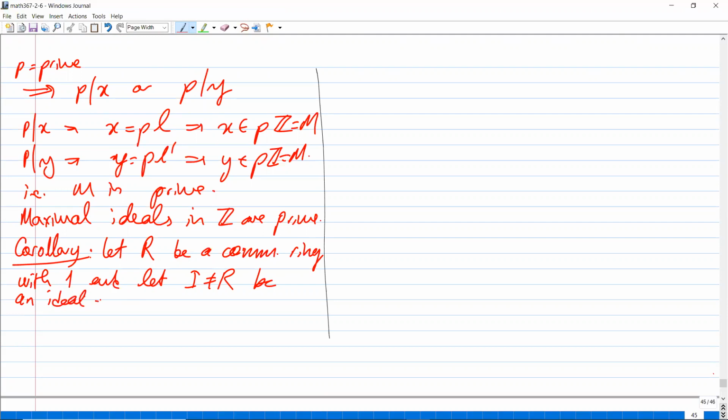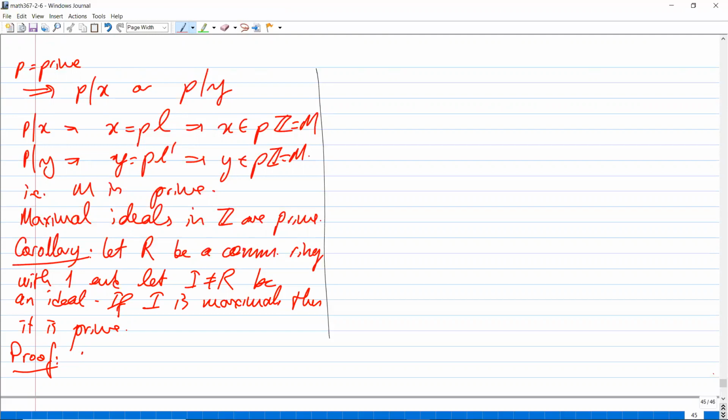Then if I is maximal, then it is prime. So here's a proof. The proof is the combination of the two statements we proved about maximal ideals and prime ideals.